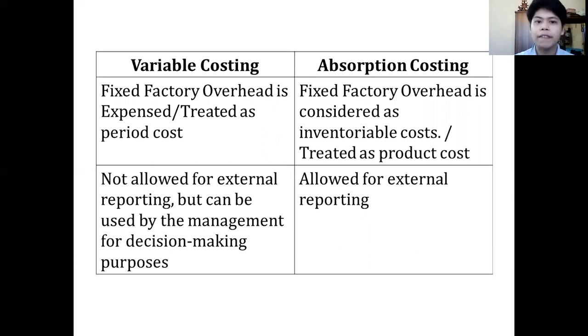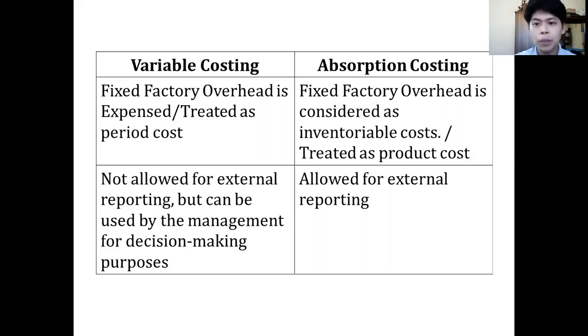Okay, with variable costing, fixed factory overhead is expensed or treated as a period cost. What does period cost mean? It means that the total cost for that period is expensed right away. So, very simple. We assume that the fixed factory overhead is expensed right away. So that's variable costing.